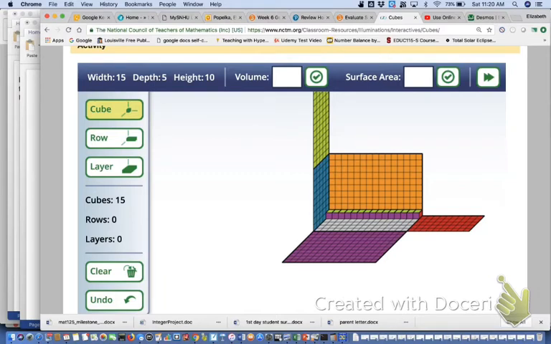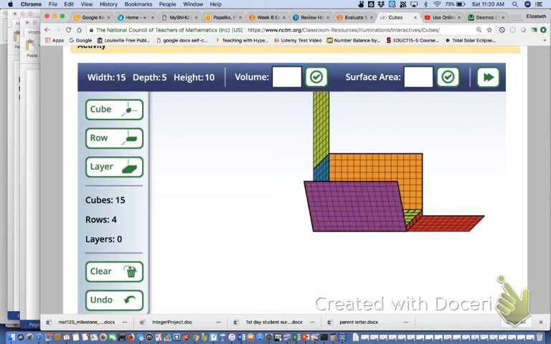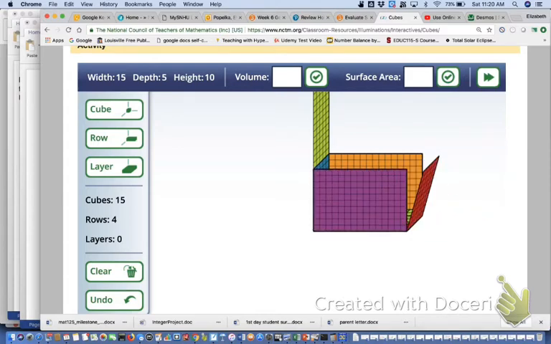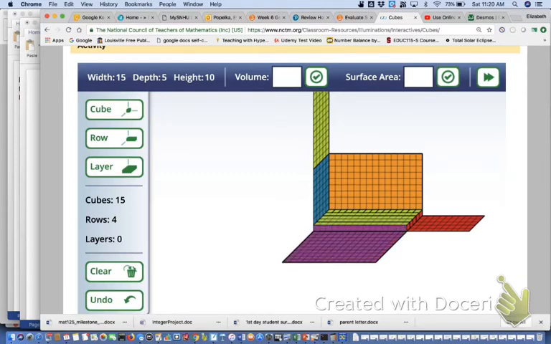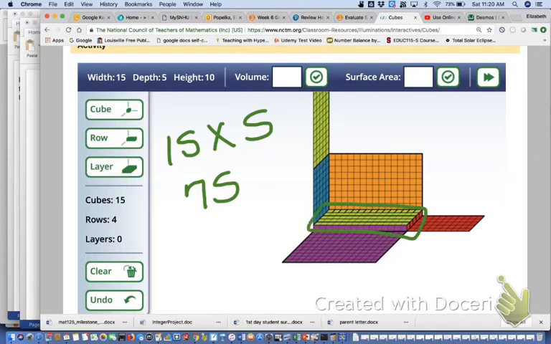So I'm going to click here on the row. I already have 1 row, 2, 3, 4, and 5. So I've placed a layer of cubes. I kind of unfolded the box for a second here. So see, box is folded. Here's your little inside view. So I filled the bottom of the box with a layer of cubes. And I knew how many cubes to put in there because it's 15 cubes wide and 5 cubes deep. So that means I needed a total of 75 cubes to fill up that bottom layer of the box.